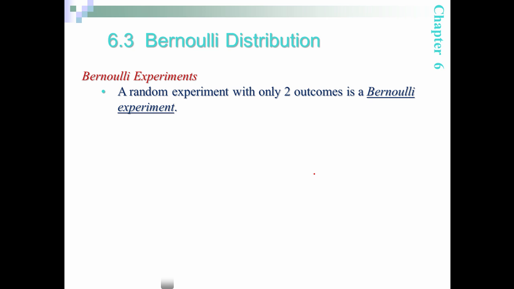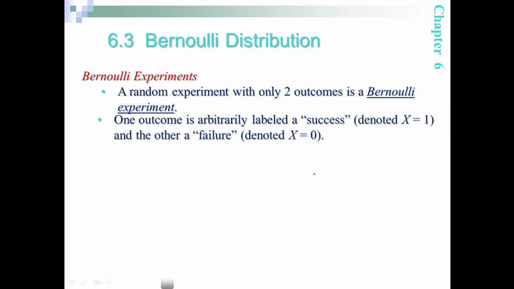So those two outcomes can be thought of as either a heads or a tails, a success or a failure, yes or no. Generally we call them success and failure, and you can define the success however you like. And we're going to denote the success as a 1 and the failure as a 0. So if x is equal to 1, it's a success. If it's equal to 0, then it's a failure.